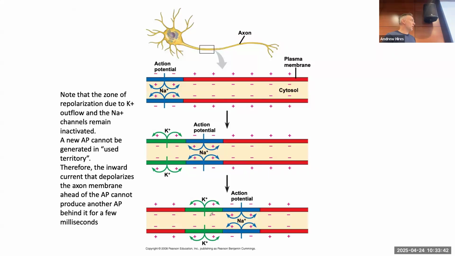Now, why doesn't it keep going? Why doesn't it go backwards? Well, that's because the sodium channels back here are inactivated. After they open up, they get inactivated for a few milliseconds. So you can't go backwards because those sodium channels are inactivated. So you have this wave of voltage-gated sodium channels opening up, followed tightly behind by a wave of voltage-gated potassium channels opening up and the voltage-gated sodium channels inactivating.